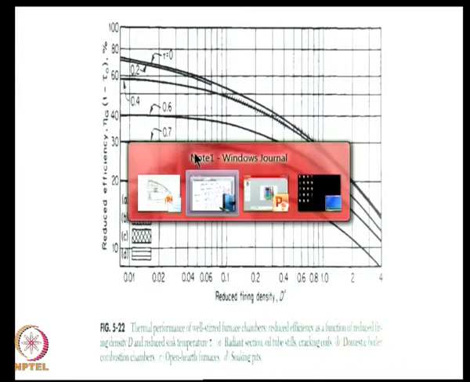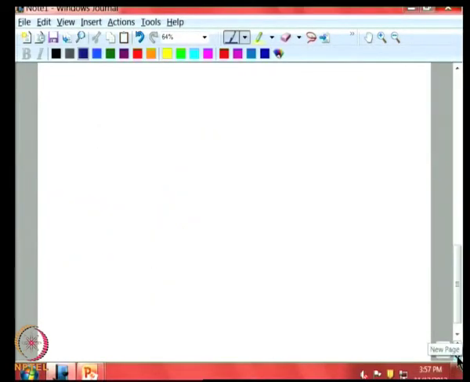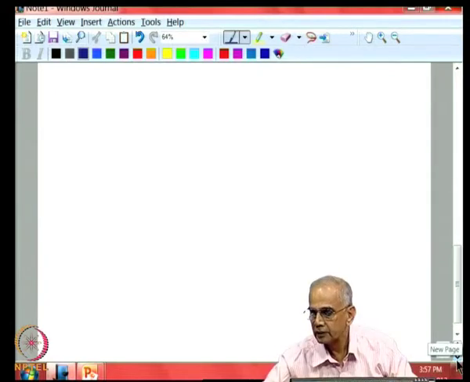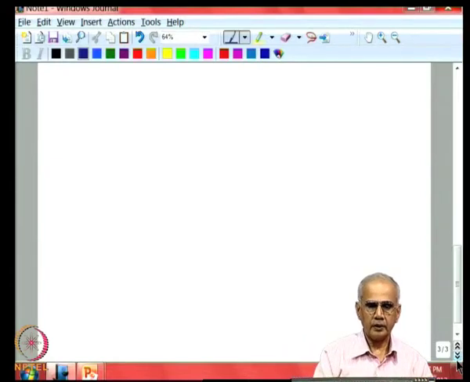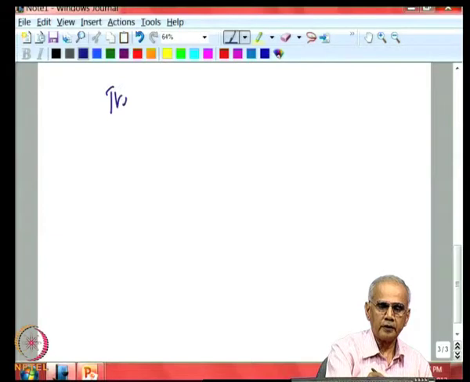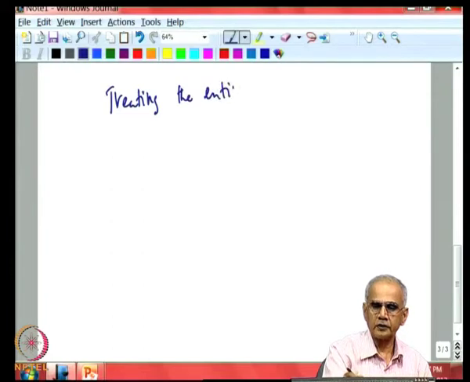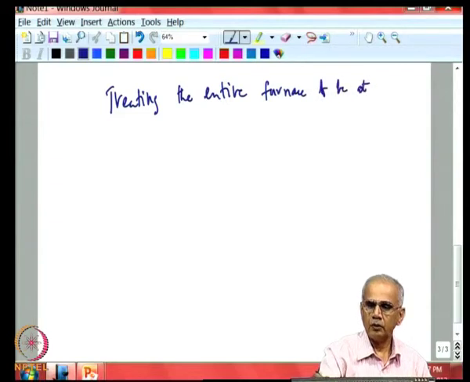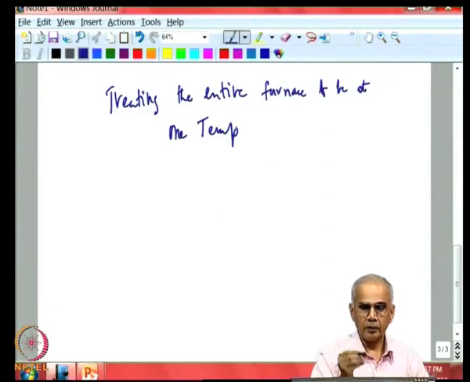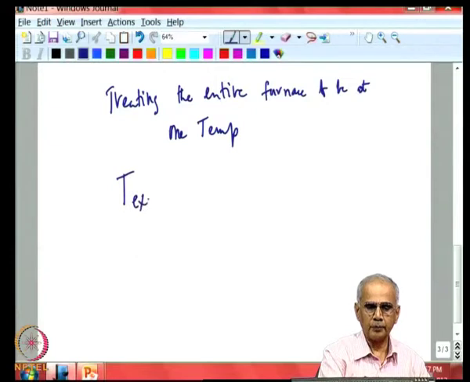Now, let us move on to other assumptions in the Hottel's model. The other assumption that has been made, which could potentially cause large error, is the fact that we are treating the entire furnace to be at one temperature. Now, this definitely is not right, because the exit temperature of the gas definitely will be less than the mean gas temperature in the furnace.